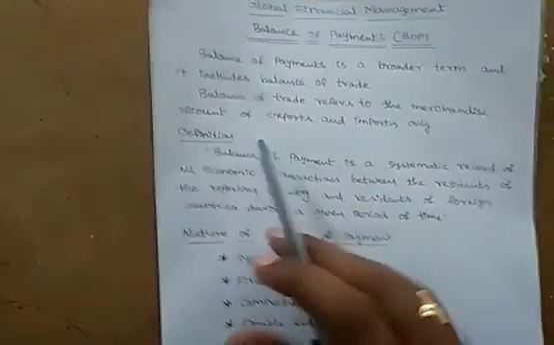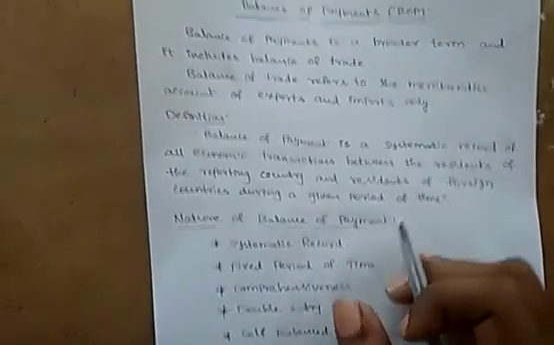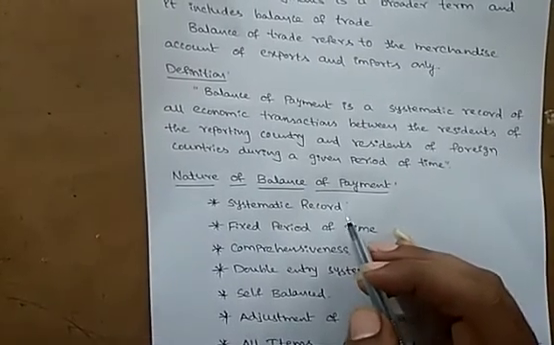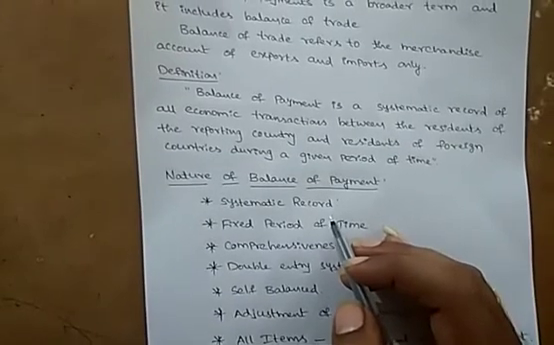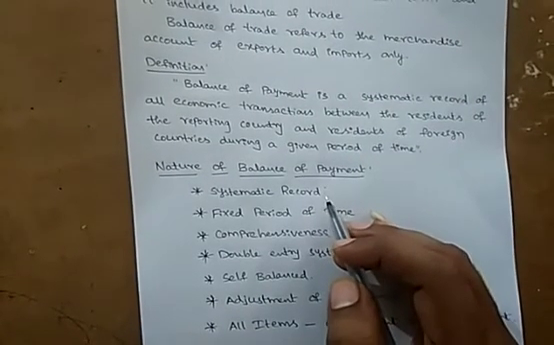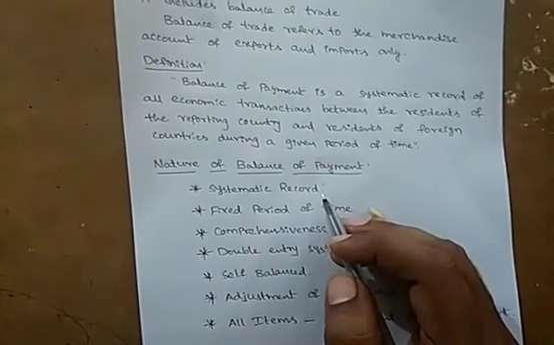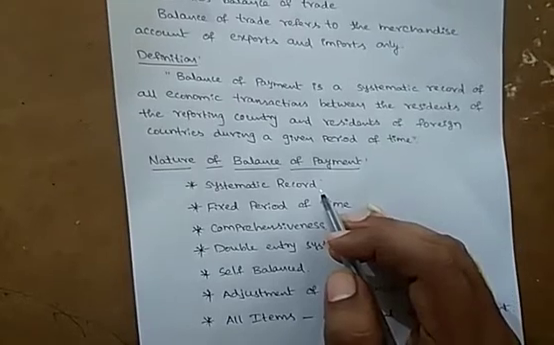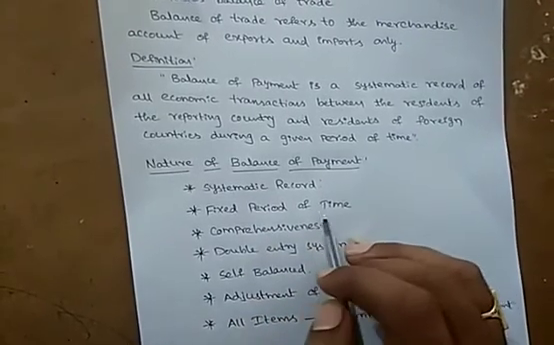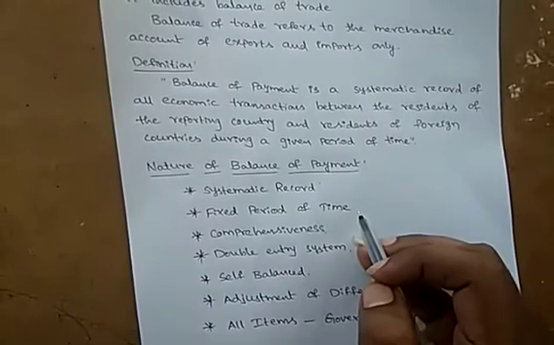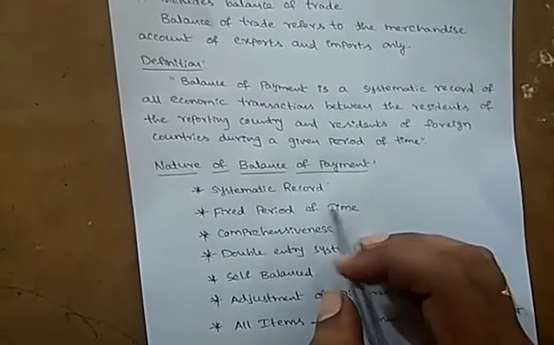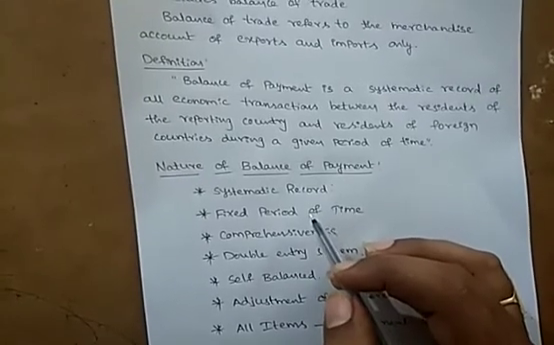Then we consider the nature of the balance of payments. The very first one is systematic record. Here, the payments as well as the receipts are systematically recorded. Whatever transactions are held from one country to another are immediately systematically recorded. Then, a fixed period of time. There is a time period for recording these transactions, when all of them are consolidated.